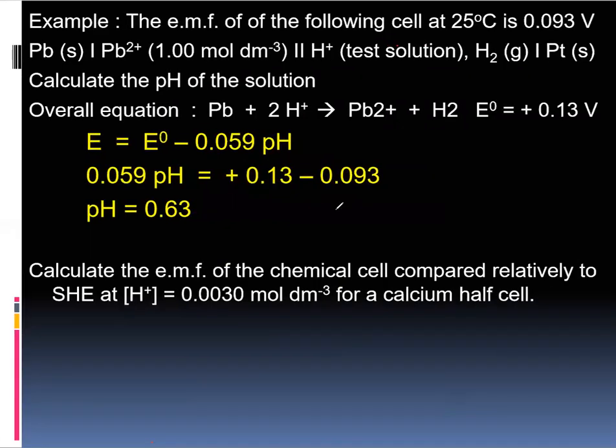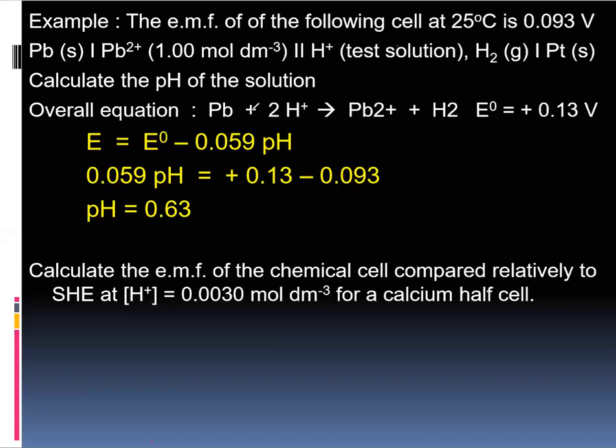So let's solve one example. The EMF of the following cell at 25 degrees Celsius is 0.093 volts. Lead solid, of course, to lead 2+ of this concentration. This is our salt bridge to give you H+, which is our test solution. H2 gas with the platinum solid. Calculate the pH of the solution. So we're given the EMF at room temperature, and we're told what the cell notation is, and then we're asked to find the pH. So this is a very straightforward question.